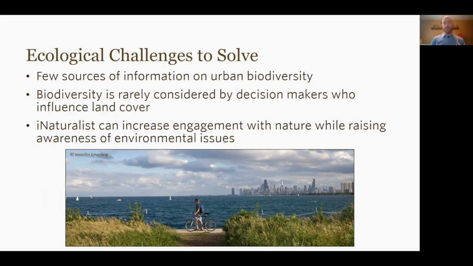And the way that we're trying to gather this information through iNaturalist can also provide an increase in terms of public engagement. So everyone's engagement and awareness of environmental issues around them, just using this tool.